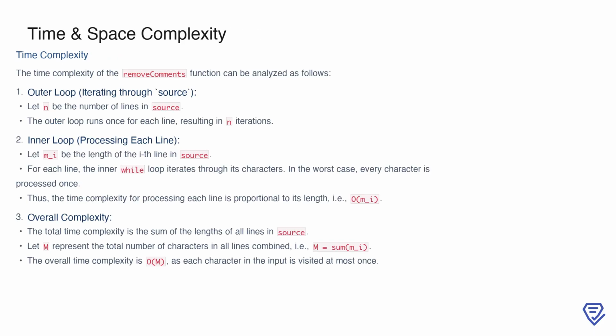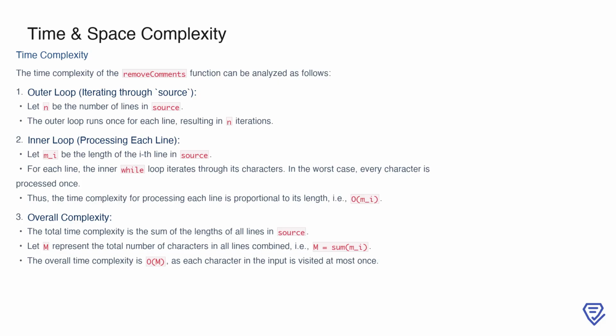To analyze the time complexity of the remove comments function, we start by focusing on the outer loop. This loop iterates through each line in the source array, and if there are n lines, it executes n iterations. Next, within each iteration of the outer loop, there's an inner while loop that processes the characters of the current line. If the line has m_i characters, the inner loop processes each character exactly once in the worst case, making the complexity for processing a single line proportional to its length, or m_i.